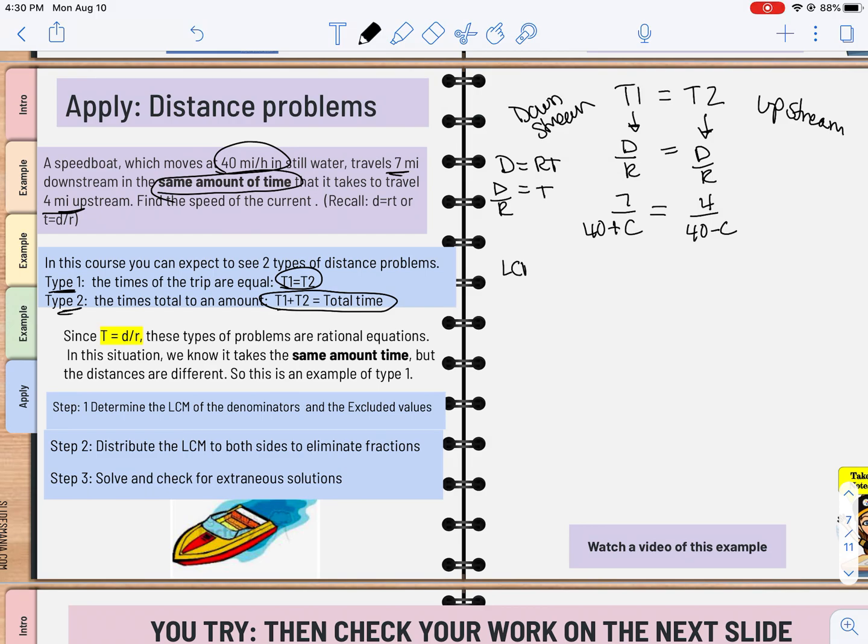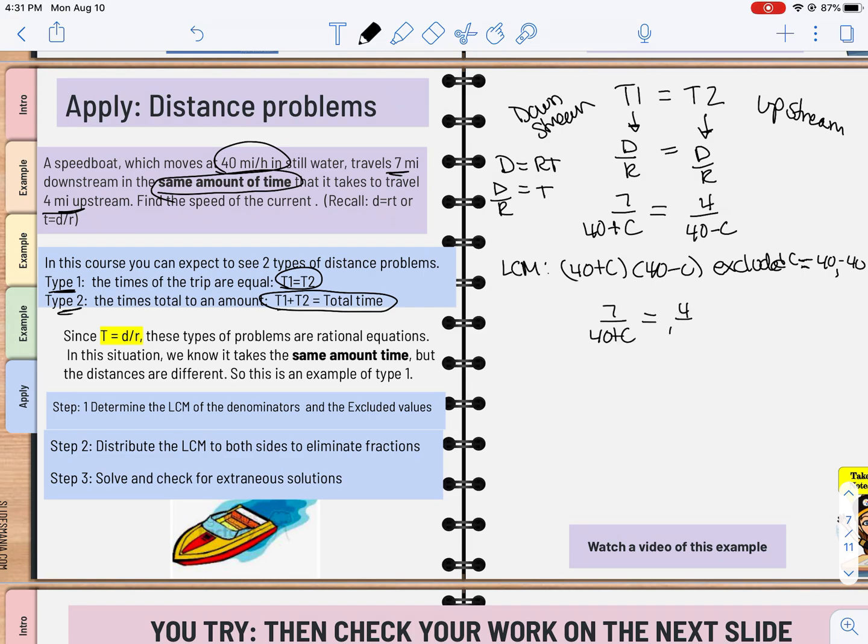Notice that this is a rational equation. So we're going to look at our LCM. And in this case, it would be 40 plus C and 40 minus C. And excluded values would be if we got 40 or negative 40. So if the current was negative 40 or positive 40, that would be a bad thing. It would give us an extraneous solution.